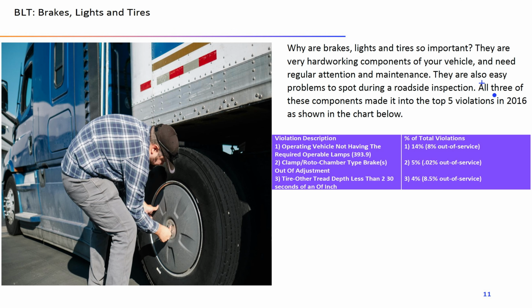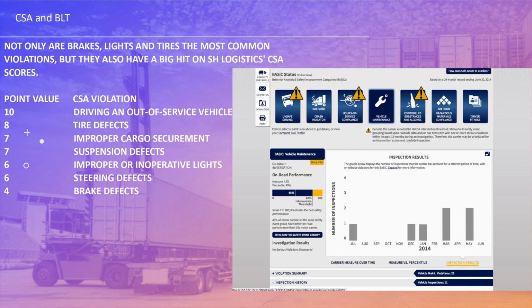Brakes, lights, and tires. Why are brakes, lights, and tires so important? They are very hard-working components of your vehicle, and need regular attention and maintenance. They are also easy problems to spot during a roadside inspection. All three of these components made it into the top 5 violations in 2016, as shown in the chart.